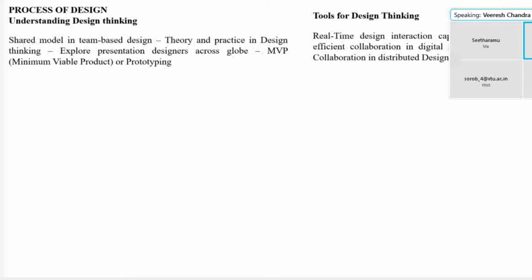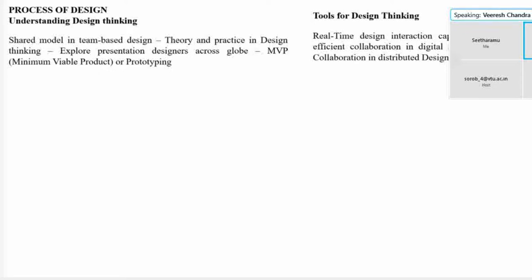We tell the students that design thinking is very important in their life, even in their day-to-day life or when they enter into an industry. Design thinking is very important and all the industries are following it. But what if we do not tell them how exactly we do design thinking? What if we do not tell them which are the tools for design thinking? That is of no use at all.